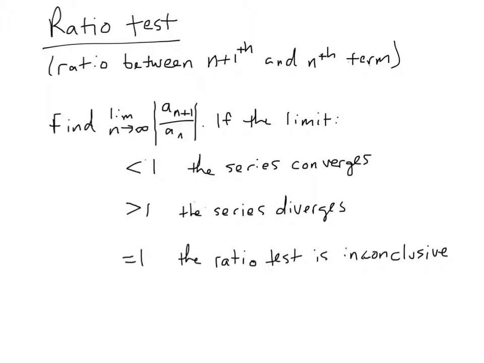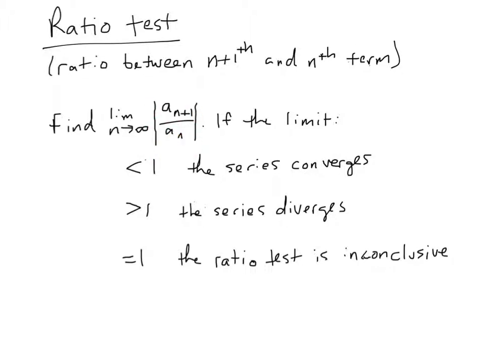In this video, we're going to learn about the ratio test. The ratio test involves the ratio between the n plus 1th term and the nth term. So between a term and the next term is what that means. First thing we have to do is find the limit as n approaches infinity of the n plus 1th term over the nth term, and we need that to be an absolute value.